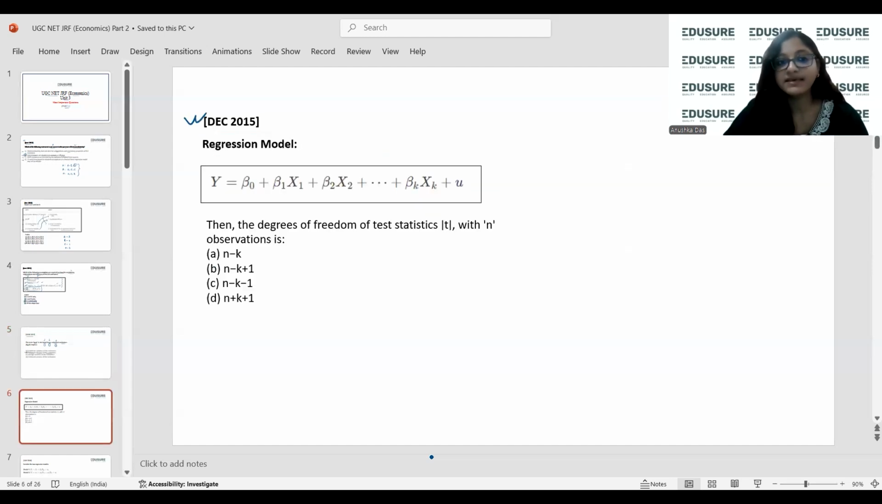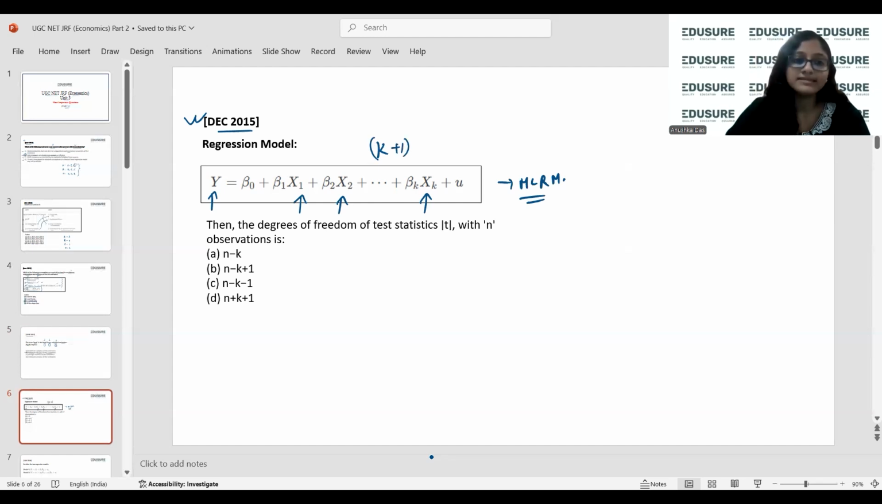Quickly see the next question. December 2015. Now you are given a multiple linear regression model, MLRM. Next important topic. Here you see only one dependent variable, but you have k number of independent variables, or regressors, 1, 2, up to k. Now, how many parameters are there in this model? Beta naught is the intercept parameter, and beta 1, beta 2, up to beta k are the slope parameters. So altogether, how many parameters are there? Beta 1 to beta k gives you k parameters, plus 1 intercept parameter. So you have k plus 1 parameters in your MLRM model, right?